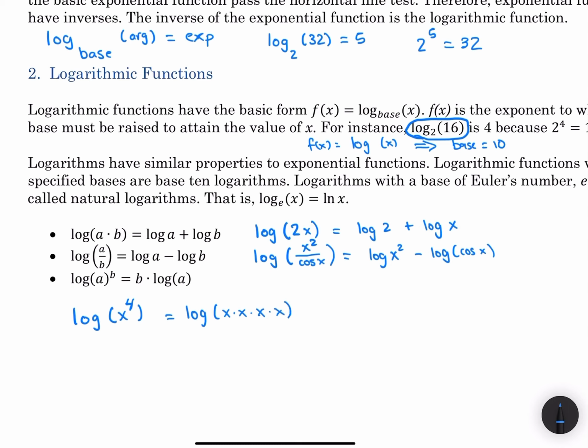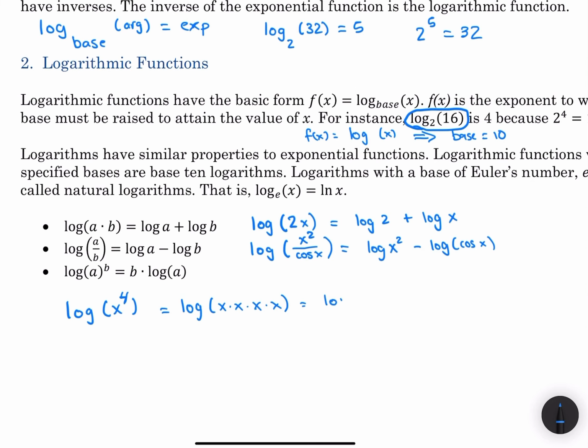And we know from the first property where we multiply inside the log that that just means that each factor of the product gets its own logarithm. So that's like log x plus log x plus log x plus log x. And since we're counting the same thing, that's really just 4 log x. But from here to here, we could have just moved the exponent to the front. So that's just a shortcut for doing this.